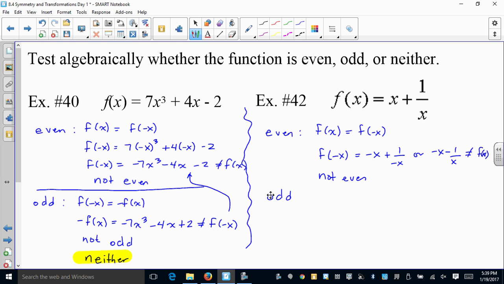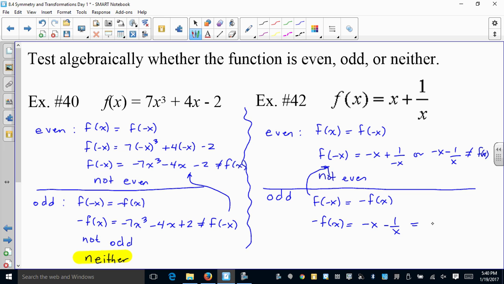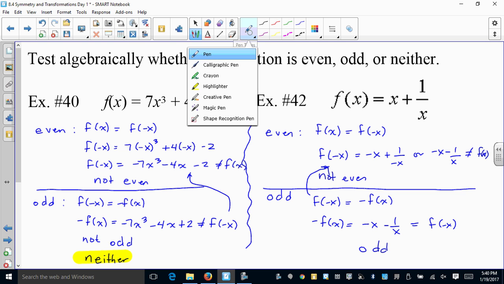Odd says that f of negative x would equal negative f of x. Well, keep in mind we already have f of negative x, he's right there. So negative f of x, just throw negative signs in front of each term, negative x minus 1 over x, which equals f of negative x. So this one is odd. And we're done. Let's highlight that answer. There we go, highlight that answer.